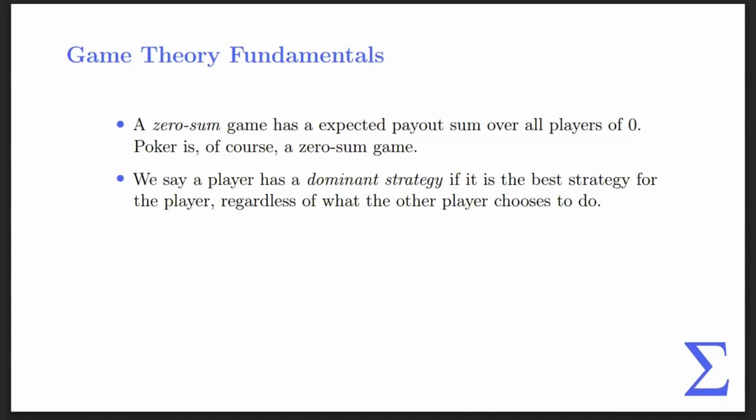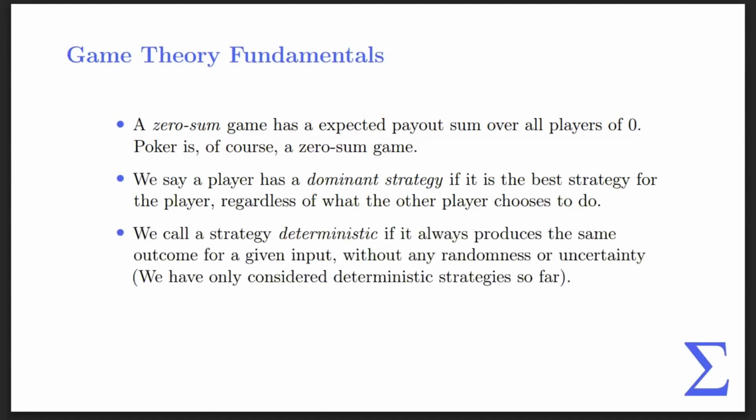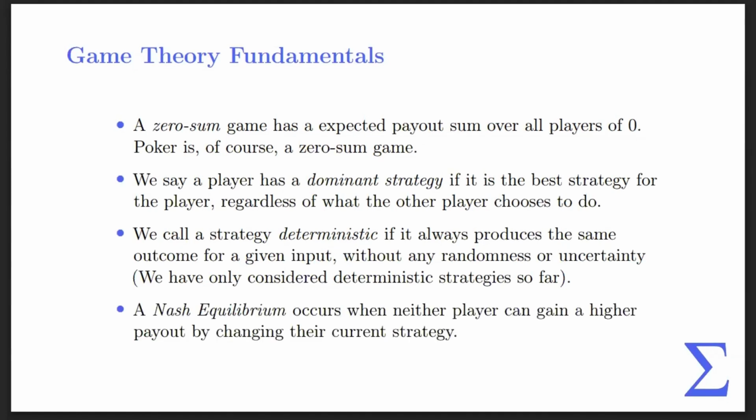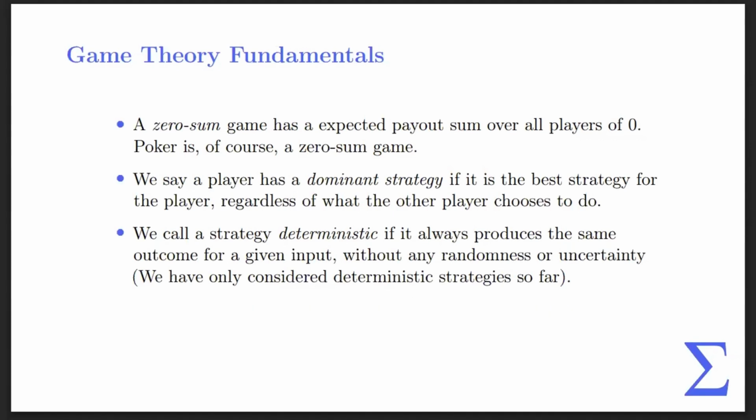We say that a player has a dominant strategy if it's the best strategy for that player to use, no matter what the other player does. And we call a strategy deterministic if it always produces the same outcome for a given input. That means there's no randomness involved in deciding your strategies; they're always predetermined. So far we've only considered deterministic strategies.